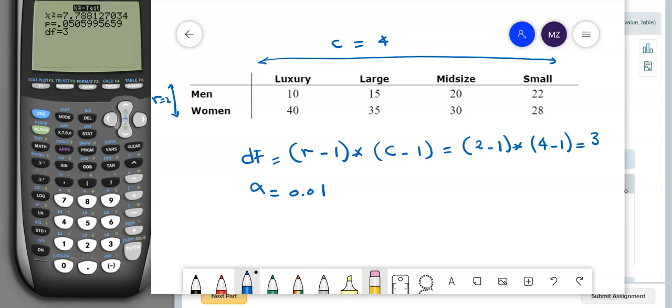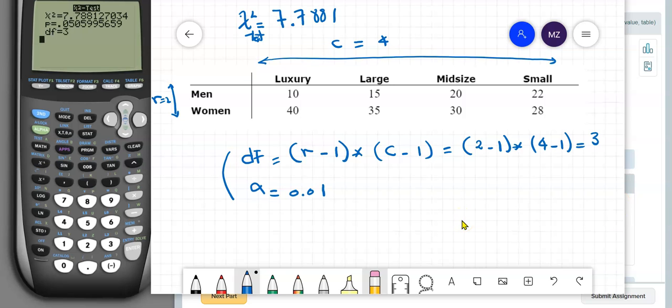Now you have two choices: either use the table or use the calculator. Let me show you how to go about this in the calculator. Before going any further, I'm going to copy the chi-squared test. So this is the chi-squared test, and I don't want to go back to this, so it is 7.7881. At least I know it.